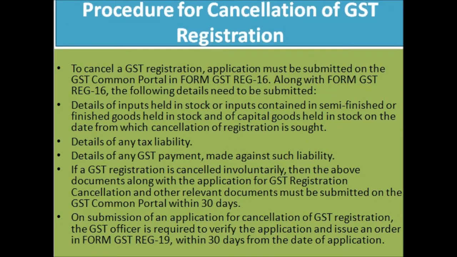Procedure for cancellation of GST registration. To cancel a GST registration, application must be submitted on the GST Common Portal in Form GST REG-16. Along with Form GST REG-16, the following details need to be submitted. Details of inputs held in stock or inputs contained in semi-finished or finished goods held in stock, and of capital goods held in stock on the date from which cancellation of registration is sought. Details of any tax liability. Details of any GST payment made against such liability.